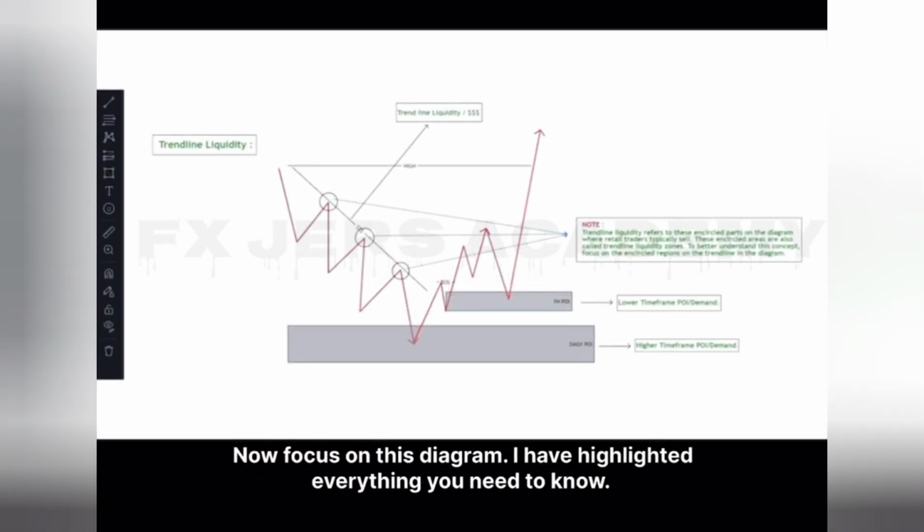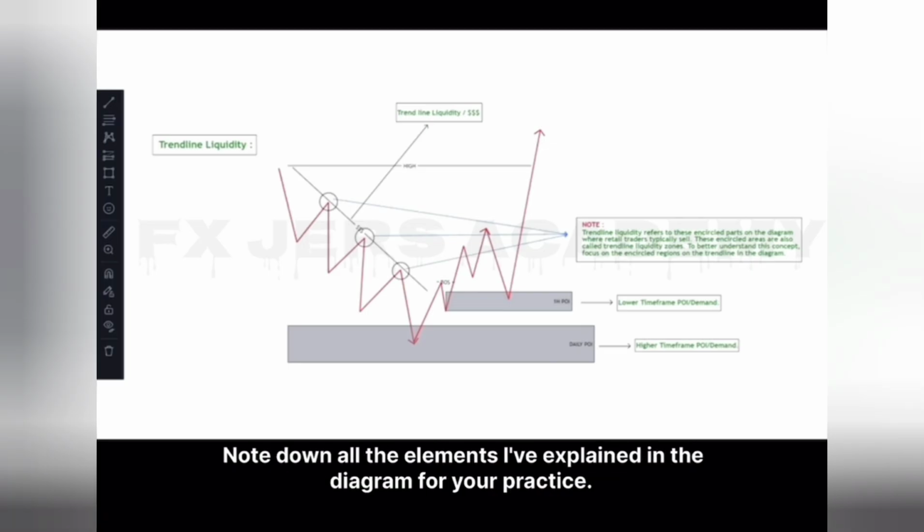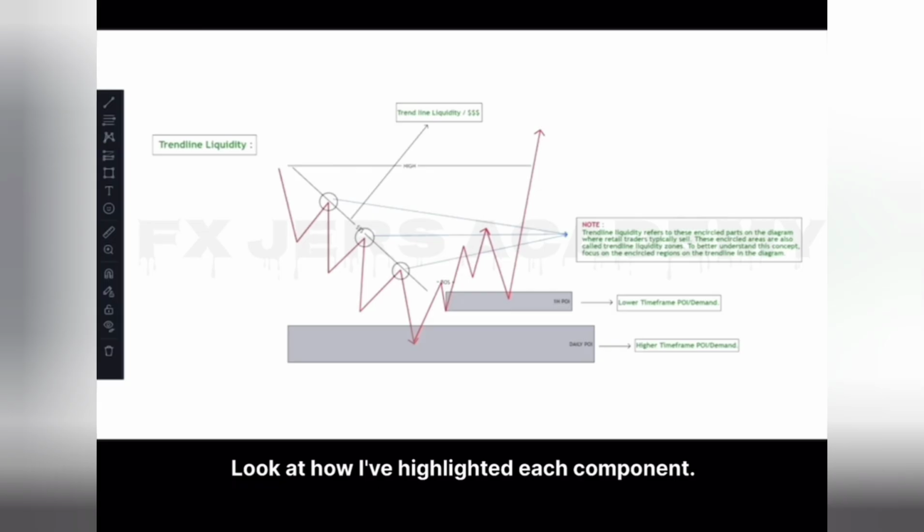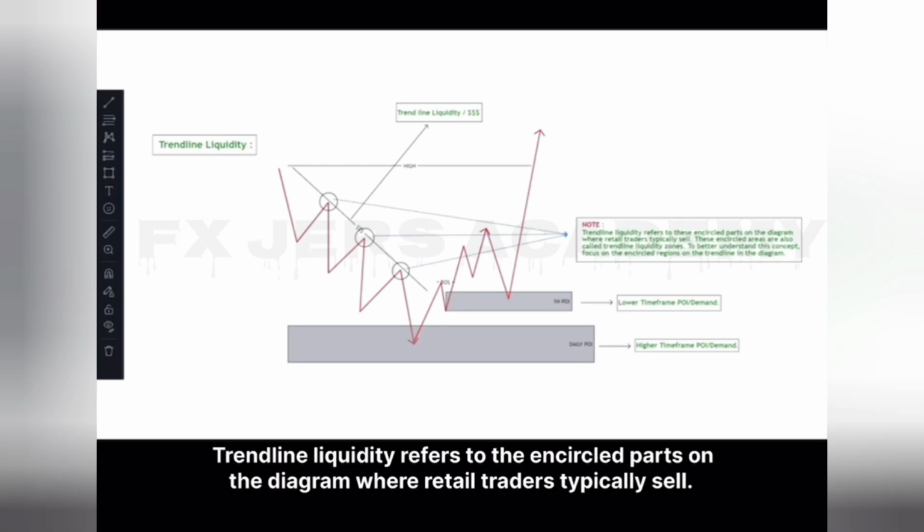Now focus on this diagram. I have highlighted everything you need to know. Note down all the elements I've explained in the diagram for your practice. Look at how I've highlighted each component. Higher time frame POI or demand area, lower time frame POI or demand area, trend line liquidity on the top, the notes on the right side of the diagram.